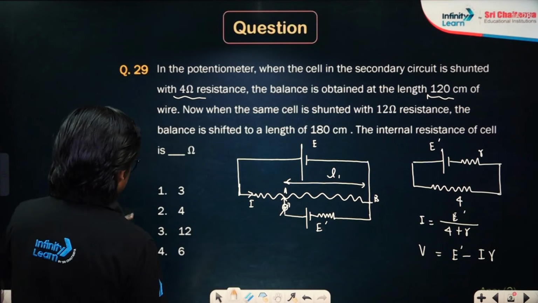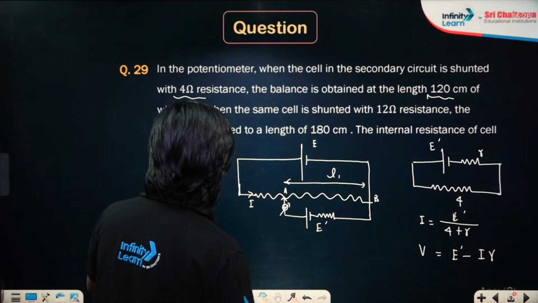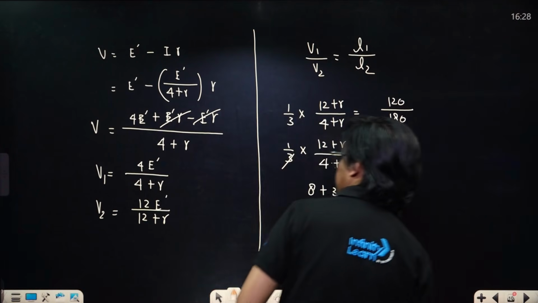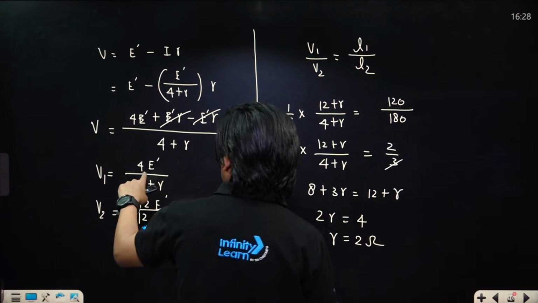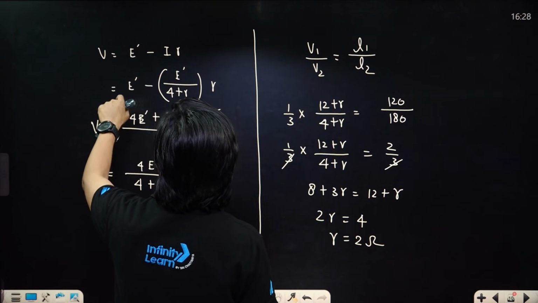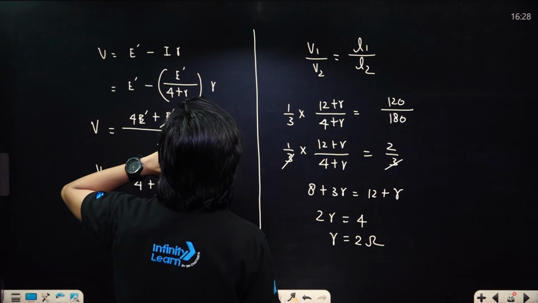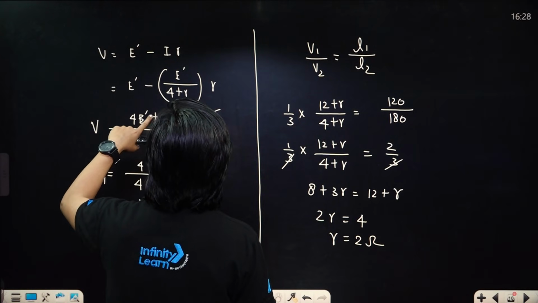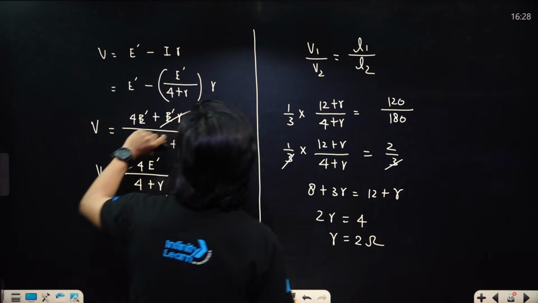2 ohm. But I am not finding that. Just one second. 3, 4, 12, 6. Okay, some calculation mistake is there. Let me find out that. So E dash, 4r, 4 plus r. E dash minus E dash divided by, what I'm calculating, voltage difference across the terminal of the battery.